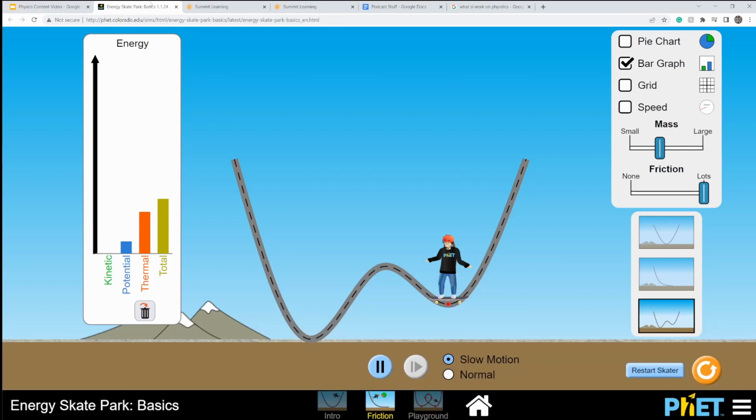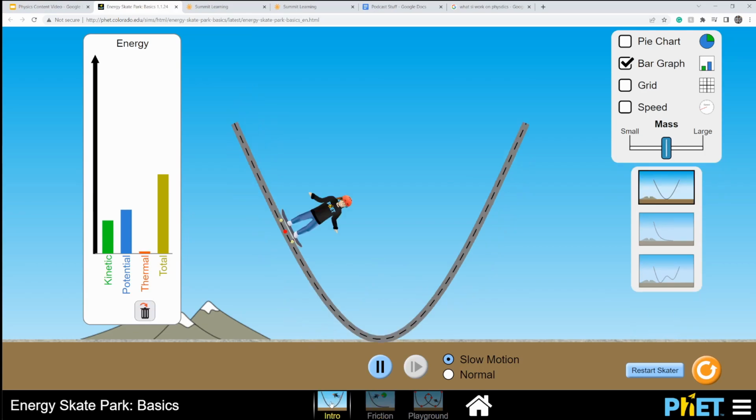All right, we're going to use this to quickly show you a visual example before we do the example problems. Okay, so let's start with no friction. Let's say the person starts at the ramp at the top. You see that the potential energy is very high, the total energy is the exact same.